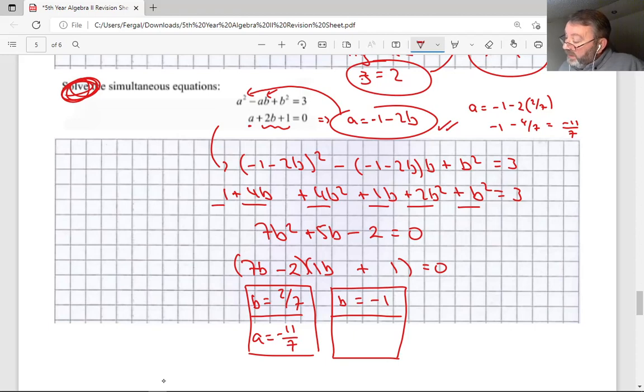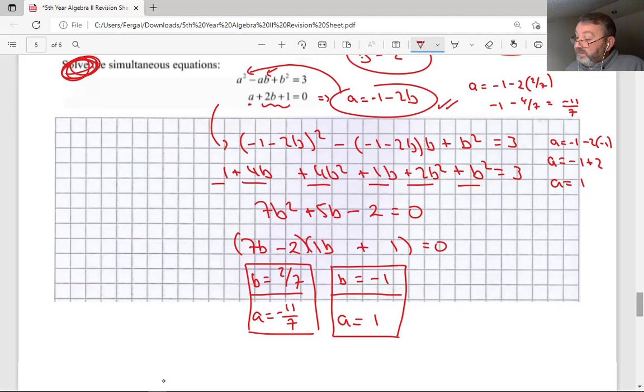And then for b equals minus 1, again go back up to this equation here. a equals minus 1 minus 2 times minus 1, which is going to give me a equals minus 1 plus 2, a equals 1. And there's your two values of a and b.